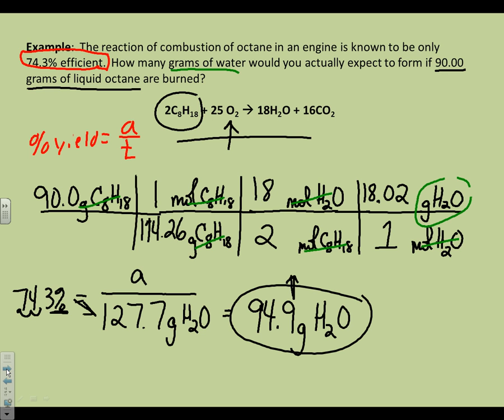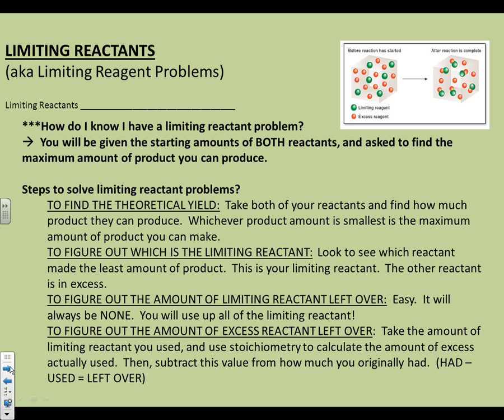Moving on. So, limiting reactants. What in the world are limiting reactants? Well, limiting reactants are the reactants that are going to limit the amount of product you have. In other words, they are the reactants that are going to run out first in a chemical reaction.